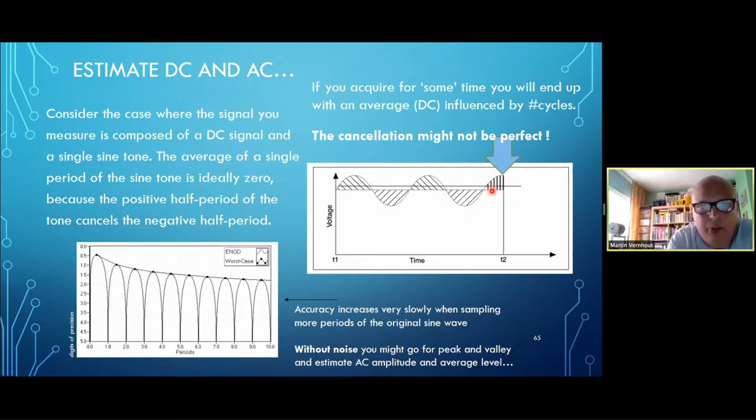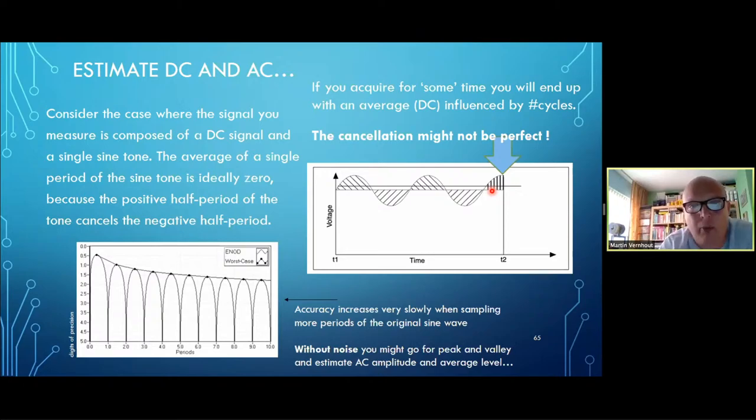So how do you differentiate the DC from the AC? Well, that cancellation is not perfect, so you could do something very simple: acquire more. If you acquire a million times that sine wave, the influence of that last sine wave, which is sampled high or low at the end of the period, is not so important anymore. So you get diminishing influence of that last bit of sine wave. But of course, your measurement time increases drastically.